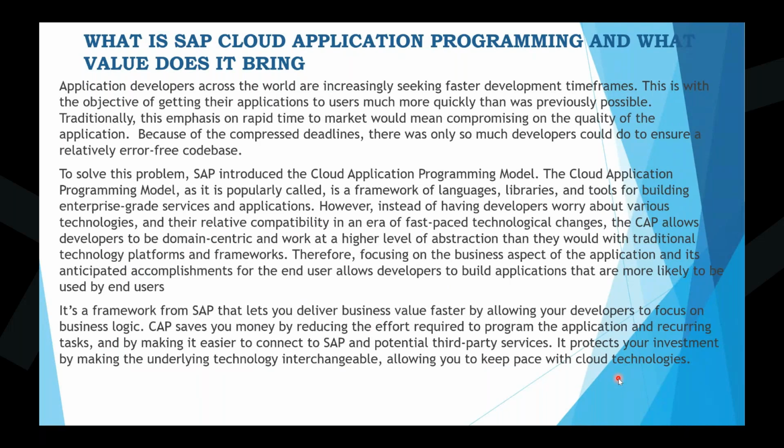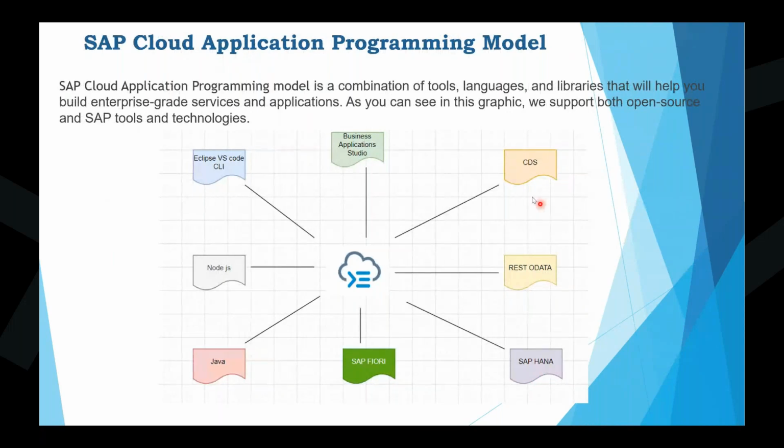Okay, next. The SAP Cloud Application Programming Model is a combination of tools, languages, and libraries that help us build enterprise-grade services and applications. As you can see, this is the CAP framework. We can use Node.js to develop the applications, or we can use Java technology. We can develop in Visual Studio, Business Application Studio, or Bash. We can expose services as OData services, connect to any database, and create CDS for domain modeling. So a lot of tools are there to develop applications. Any questions until now?